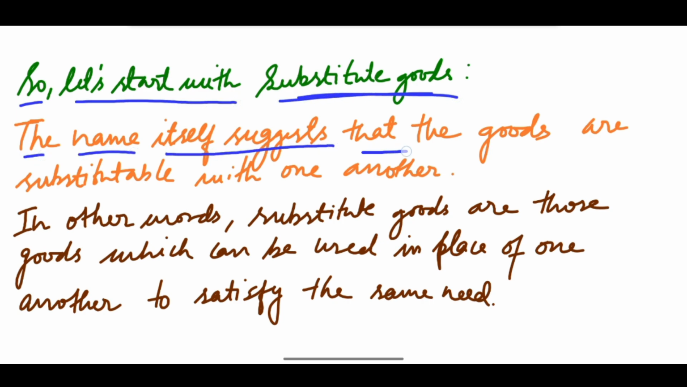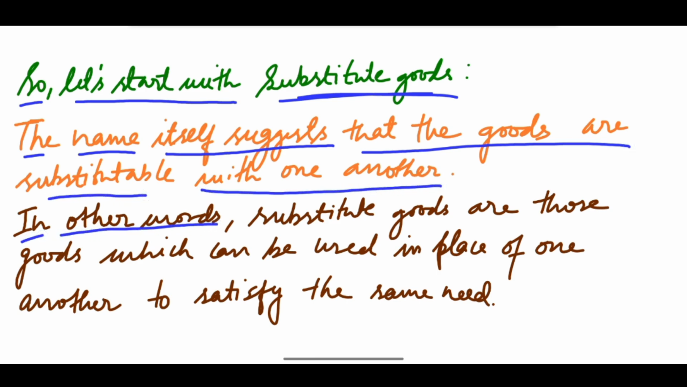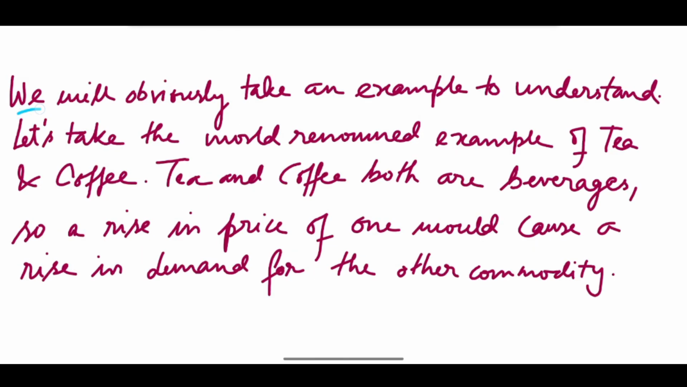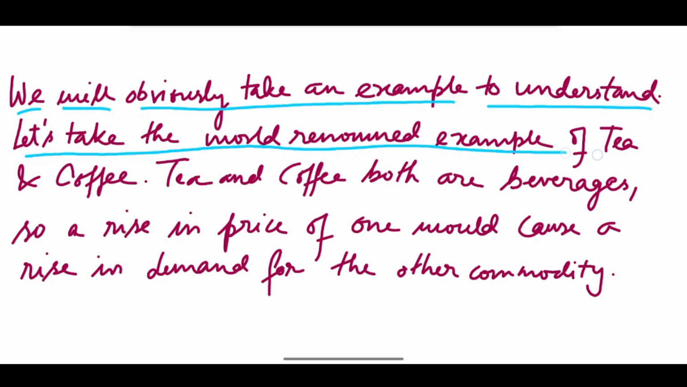Well, the name itself suggests that the goods are substitutable with one another. In other words, substitute goods are those goods which can be used in place of one another to satisfy the same need. We will obviously take an example to understand the substitute goods. Let's take the world renowned example of tea and coffee.